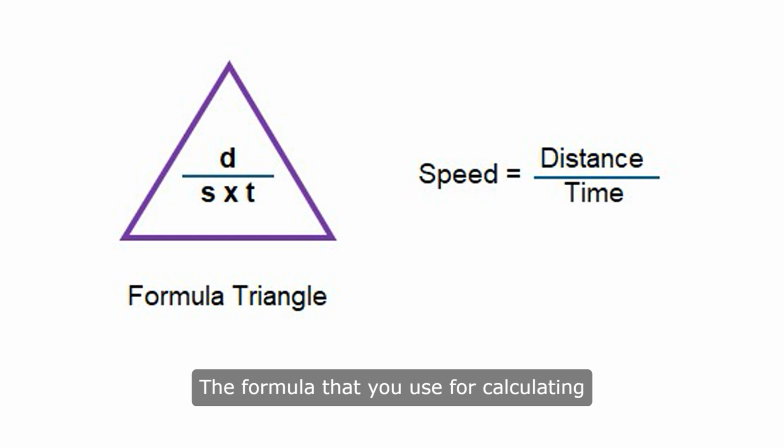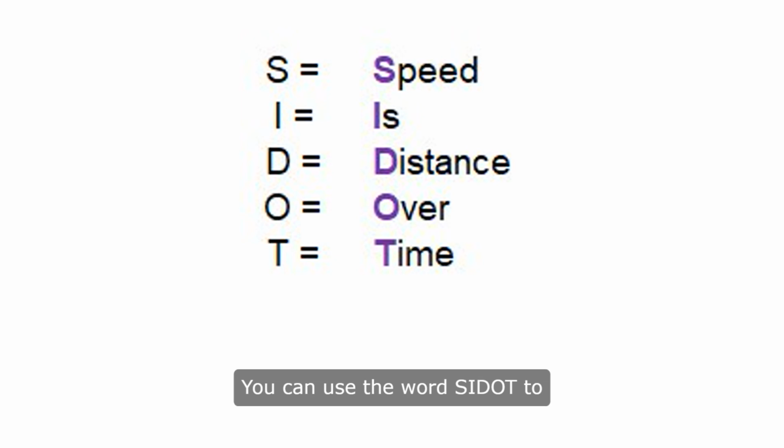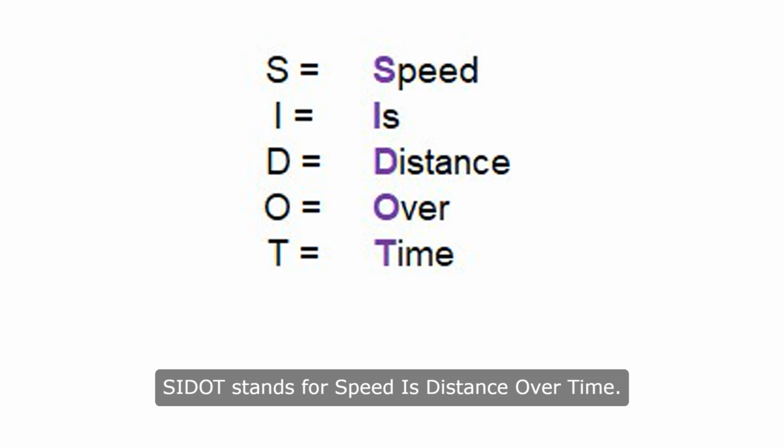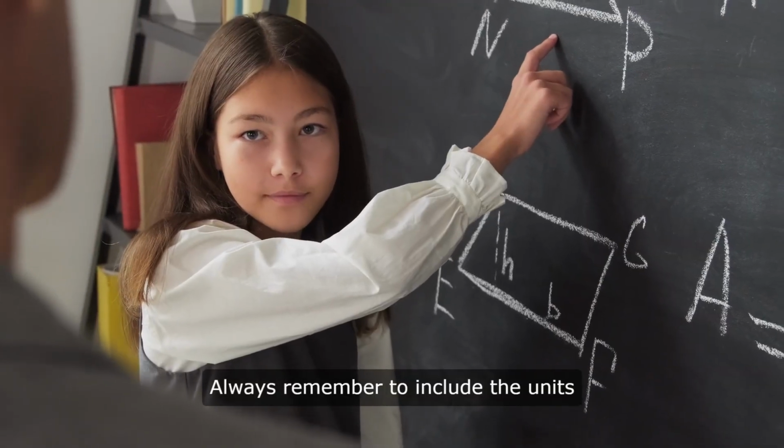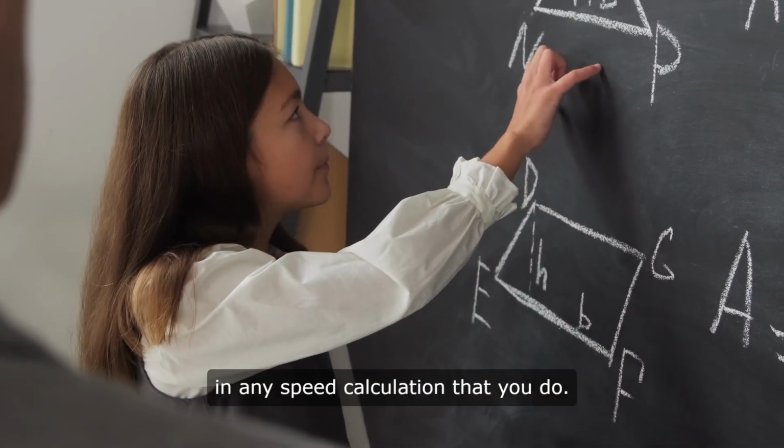The formula that you use for calculating speed is speed equals distance divided by time. This formula tells us that speed is equal to the distance traveled divided by the time it takes to travel that distance. You can use the word SDT to help you remember the formula. SDT stands for speed is distance over time. Always remember to include the units in any speed calculation that you do.